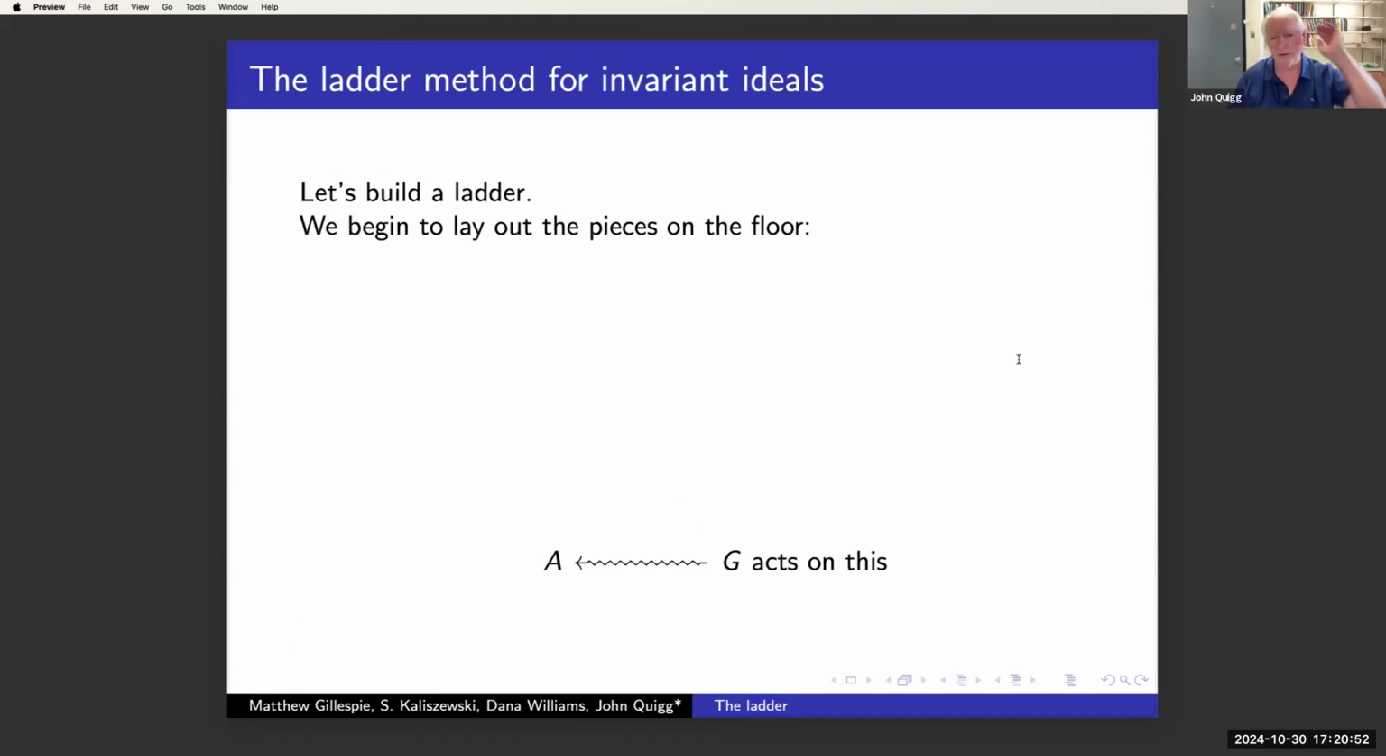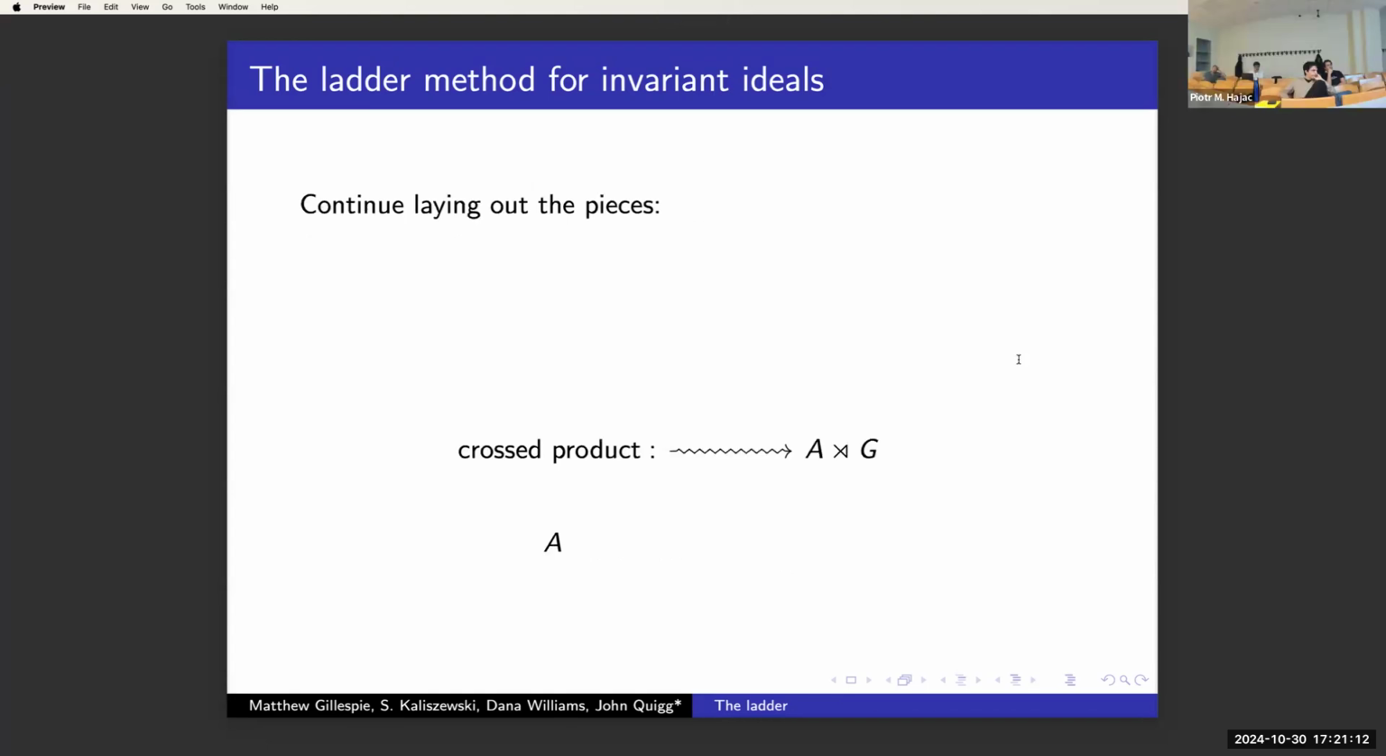So let's build the first application of this. Let's build a ladder. We begin by carefully laying out the pieces on the floor. We start with A, a C-star algebra, and suppose that the group G acts on this C-star algebra by automorphisms. Then we continue. The next piece is the crossed product, A cross G. It's the C-star algebra that has the same representation theory as the action of G on A.